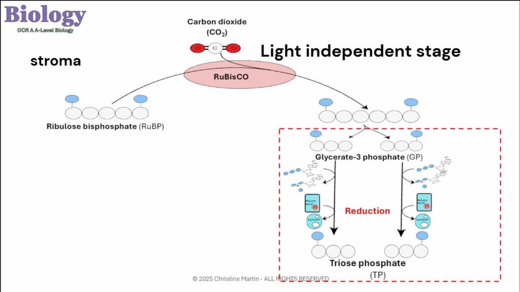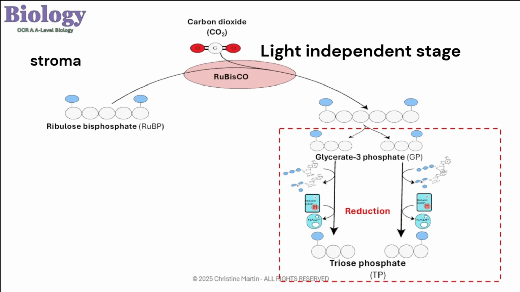Now, each GP molecule is converted into a triose phosphate. This conversion requires 1 molecule of ATP and 1 molecule of reduced NADP. Now, during the process, reduced NADP is oxidized, therefore regenerating it so it can return to the light-dependent reaction to accept further electrons and hydrogen ions.